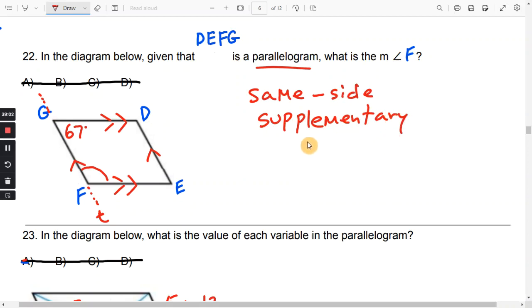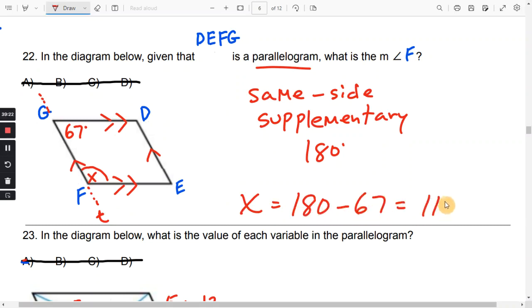That just means they add to 180. So, 67 plus this angle here, we can call it X. 67 plus X equals 180. So X is just going to be 180 minus 67. That's 113. So that's all you have to do there. That's the measure of angle F. Same side supplementary. They add up to 180.